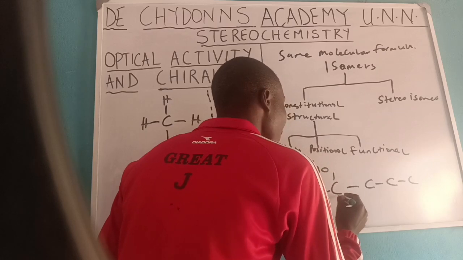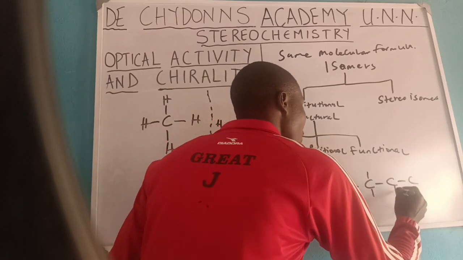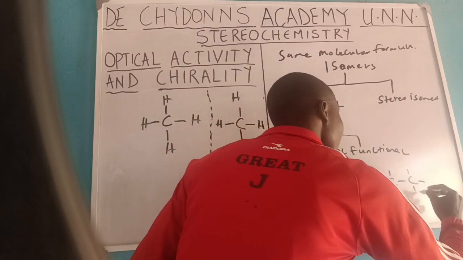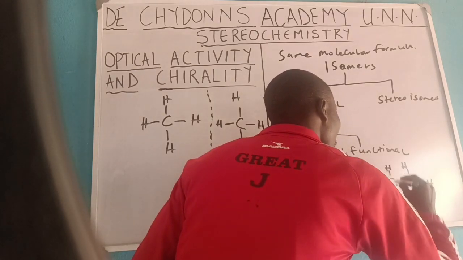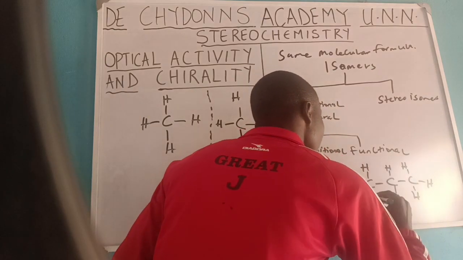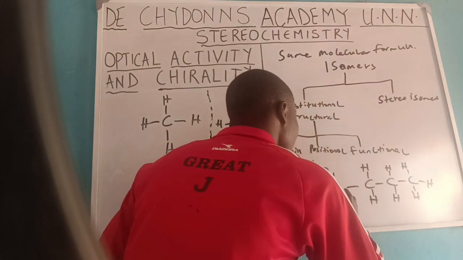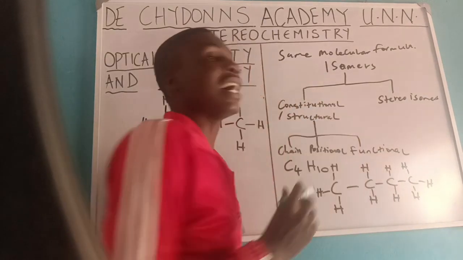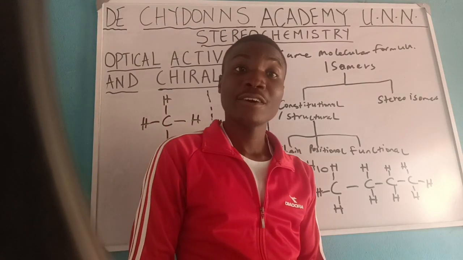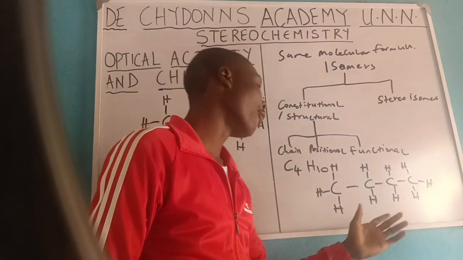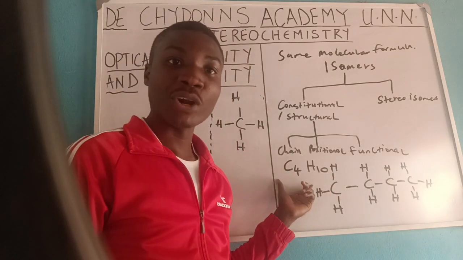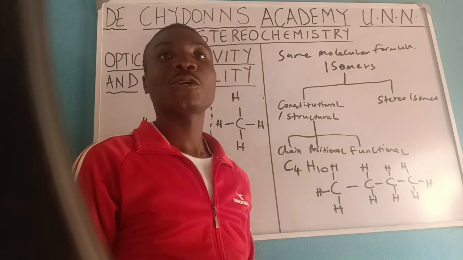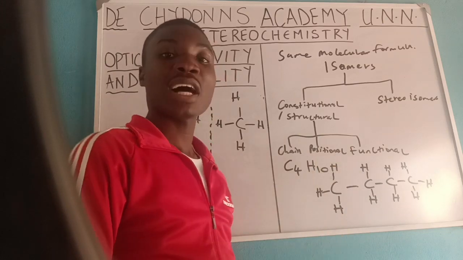Then we have hydrogens that are attached to these particular bonds. So this is hydrogen 1, 2, 3, 4, 5, 6, 7, 8, 9, 10. Now this happens to be butane, which is the 4th member of the alkane family. It has this molecular formula, but then I want to draw another structure that has this same molecular formula.